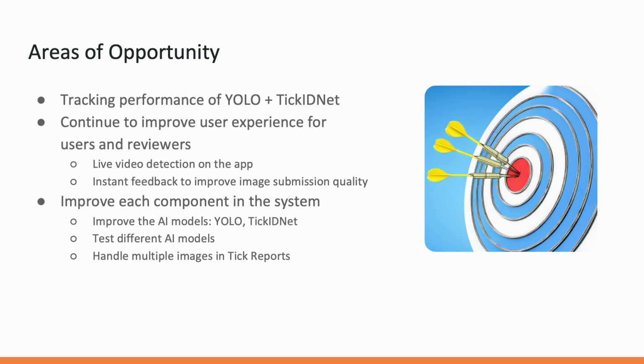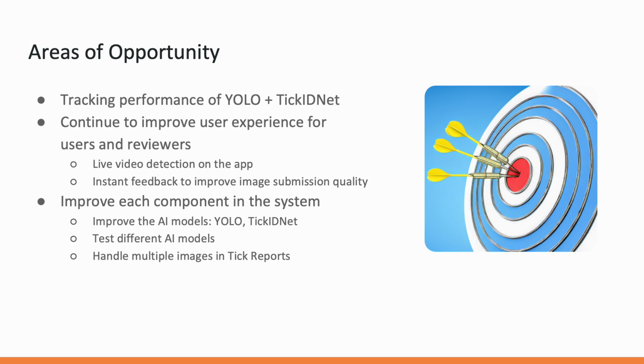One project we imagine is moving YOLO from the server to the app and making use of live video detection to further enhance the accuracy of our AI models. Though, we know this will be a large undertaking with many performance considerations. The intention behind this will be to provide instant feedback on image quality, so we can try to mitigate cases where the image is blurry or the lighting obscures the tick. In addition, multiple snapshots could be taken from the video, aiding in the identification process.